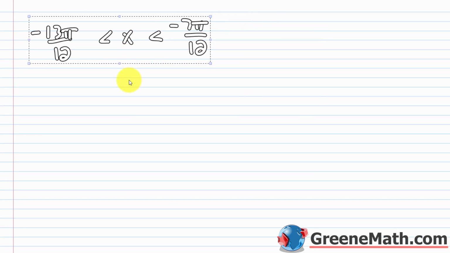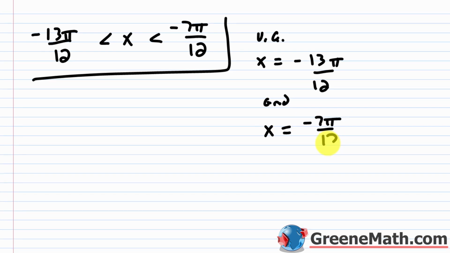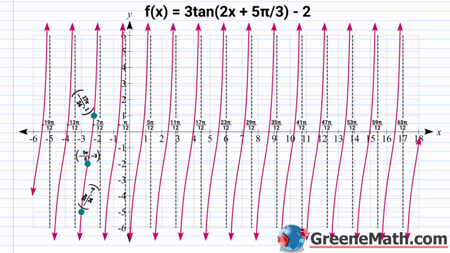Okay, let me paste this in. So for the two consecutive vertical asymptotes, you could say x is equal to negative 13 pi over 12. And then we're going to go x is equal to negative 7 pi over 12. All right, again, this is one that's pretty hard to see. I gave you that link on Desmos, so you can just click on that. This is your x equals negative 13 pi over 12. And this right here is your x equals negative 7 pi over 12. So those are your two consecutive vertical asymptotes.